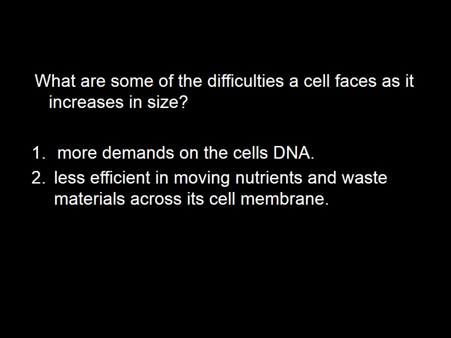Remember that information crisis we were talking about? Here it is. It places more demands on the cell's DNA. Remember, that DNA has the instructions for making proteins and all those things. And there's too much volume. There are too many things in the cell for the DNA to be able to work, because the DNA doesn't necessarily grow more. DNA doesn't get copied until the cell gets ready to divide. And then the cell becomes less efficient in moving nutrients and waste materials across the cell membrane.